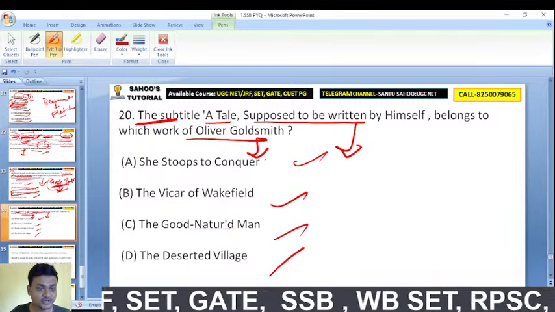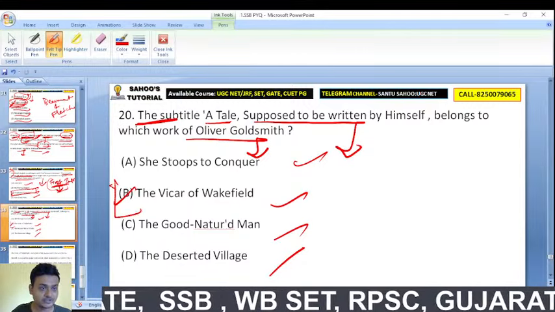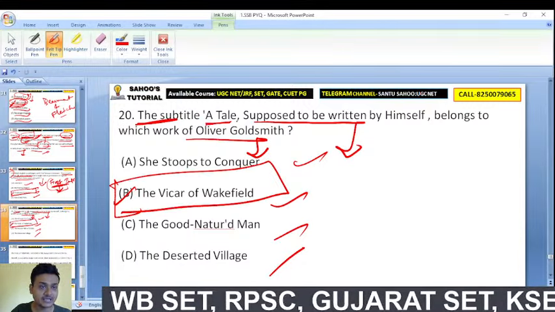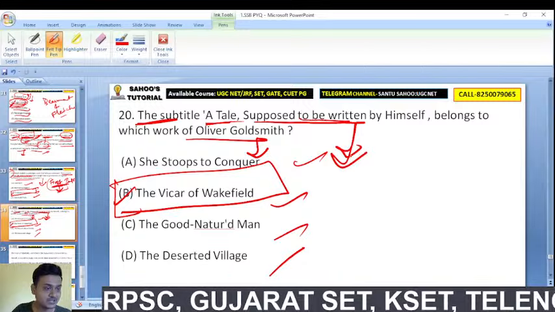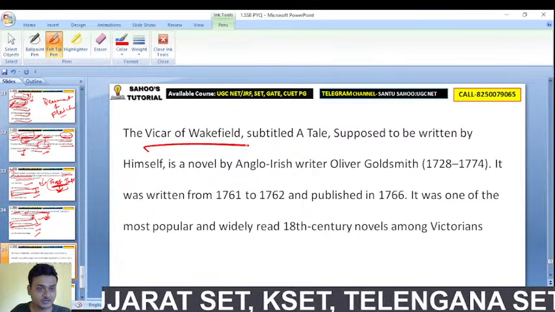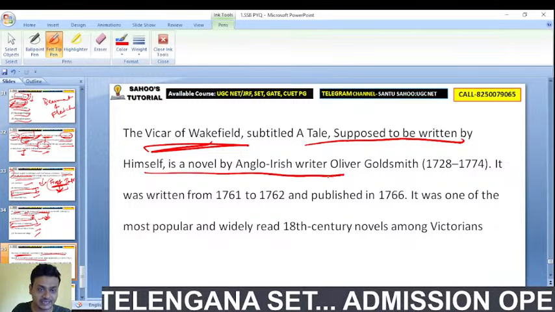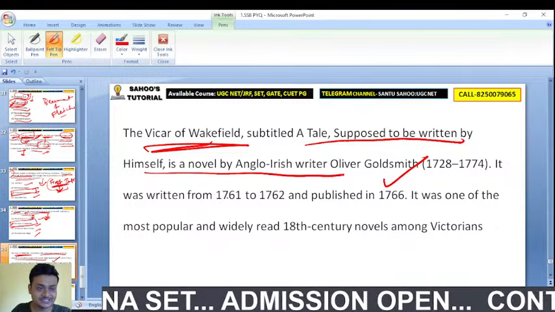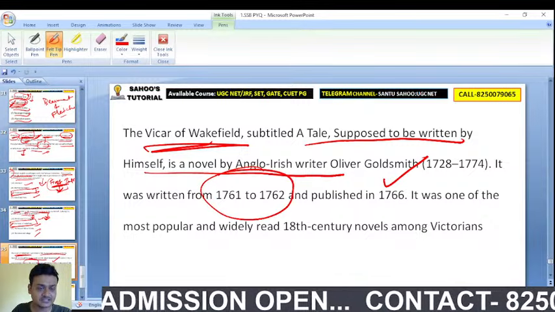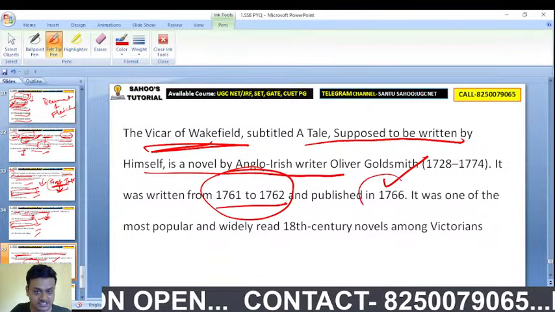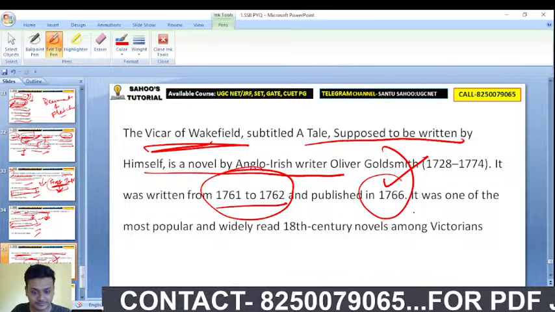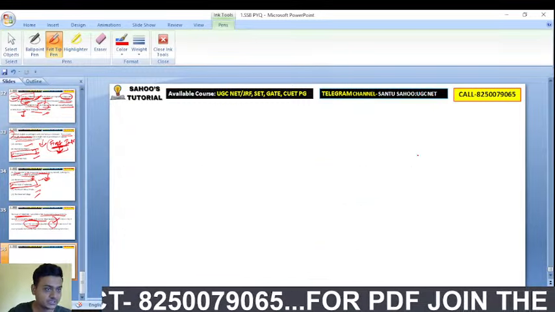Exactly, The Vicar of Wakefield. Excellent. The Vicar of Wakefield has the subtitle A Tale Supposed to Be Written by Himself. It is a novel by the Anglo-Irish writer Oliver Goldsmith. It was written between 1761 and 1762 and published in 1766.